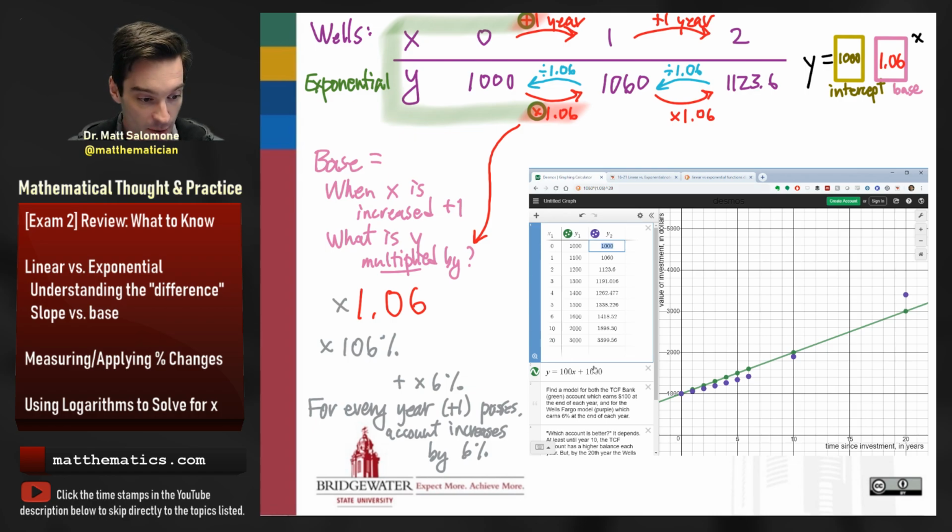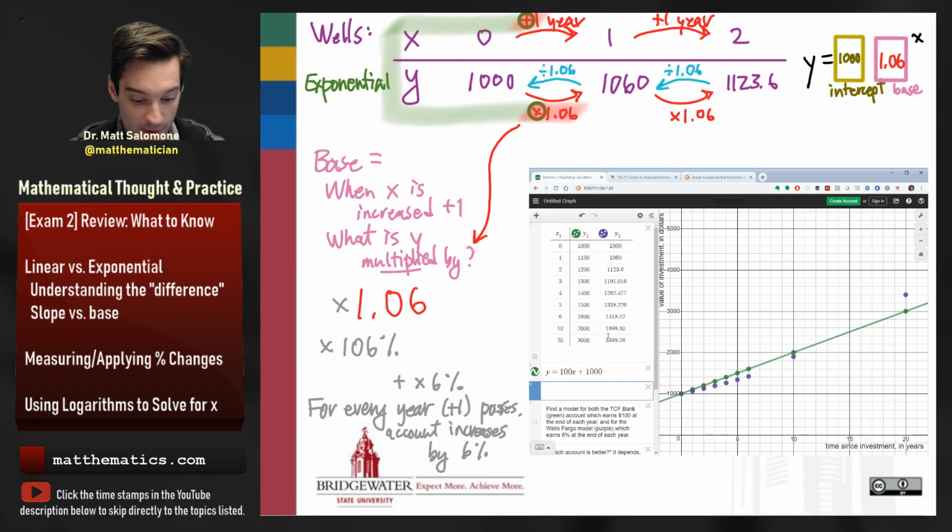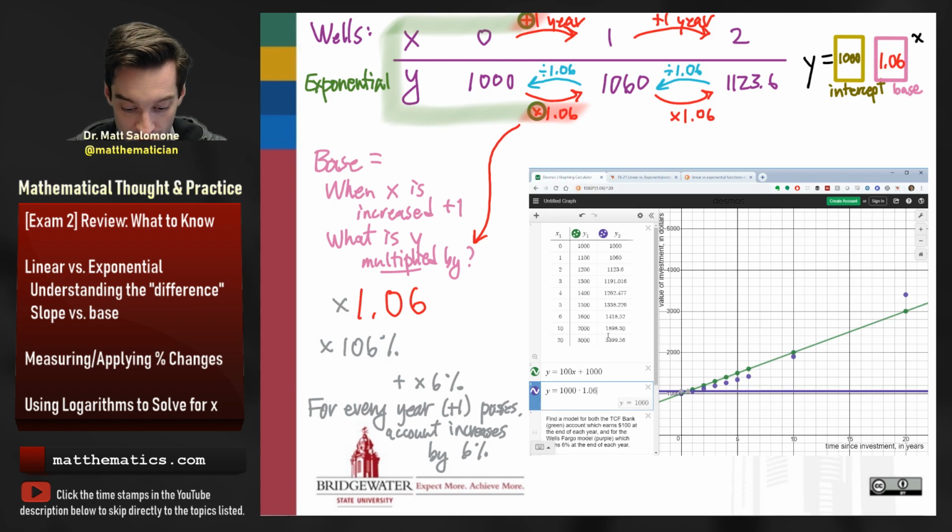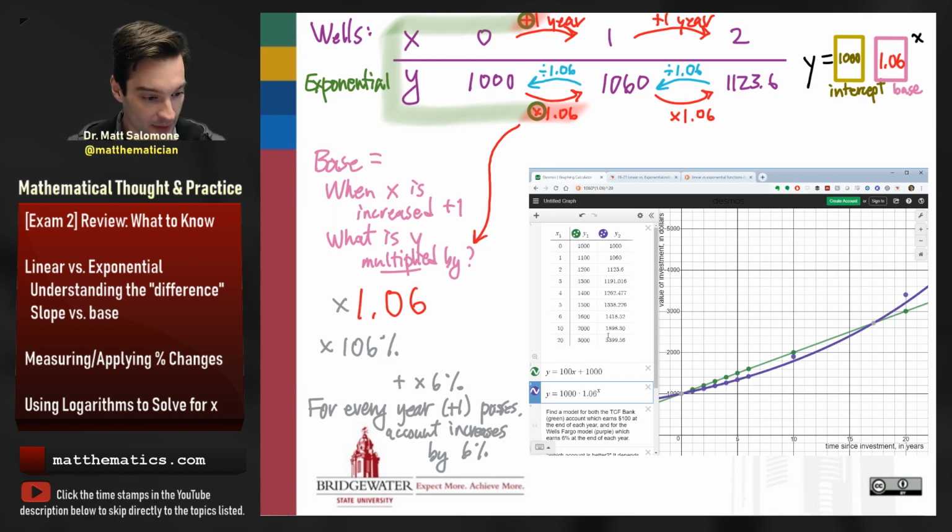And so from this equation template, we then have a model for an exponential equation modeling this data. Y equals 1,000 times 1.06 to the power x. And something is a little bit out of joint here. What did I screw up?